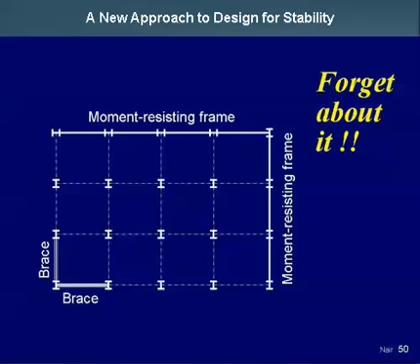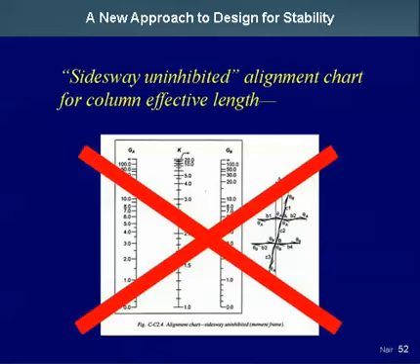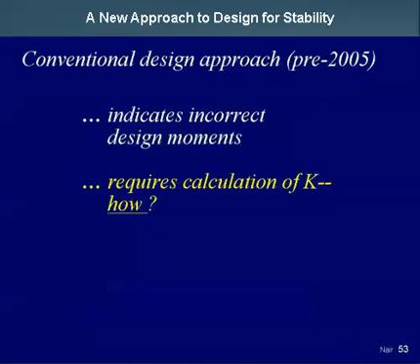Now, people in earthquake territory say, oh, we'd never have a structure like this. But in low seismic zones, it's quite common to have structures that look like this, where you put in bracing where you can, and then you make up the overall stability with moment frames in other areas. And there's no logical way you can apply the alignment chart to get K for a situation like this. So the point is, few real-world buildings meet the conditions for applicability of the alignment chart. I have to pretty much put an X through it.